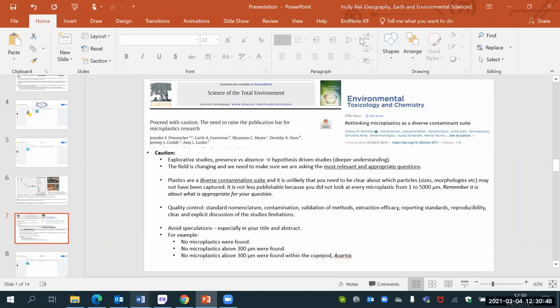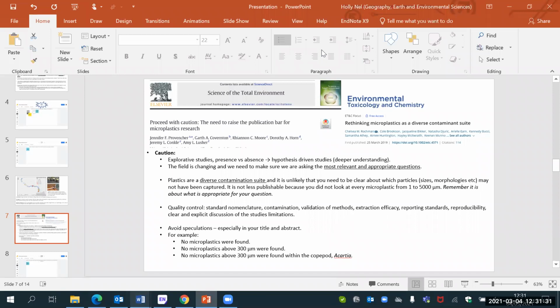One of the really nice examples that I wanted to put out here is that they find that we really need to be careful when it comes to how we write our titles and our abstracts. So they give an example of a recent paper that was published that said, no, I'm not going to say the area, but it said no microplastics were found. And it was in an area that created a bit of a stir with the press because it was previously thought that this area was heavily contaminated and this paper had found no microplastics. But in fact, it's very different to say no microplastics were found above 300 microns. And it's very different to say no microplastics above 300 microns were found within a certain copepod.